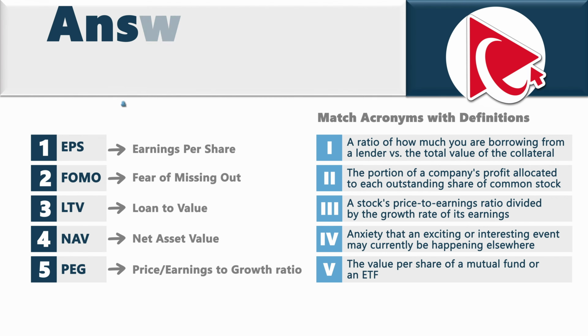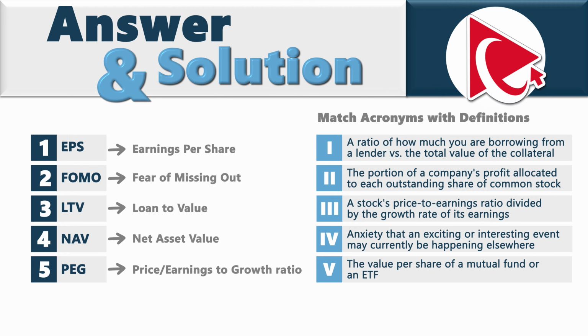Knowing the acronyms, we can look at the financial terms definitions now. Earnings per share represents the portion of the company's profit allocated to each outstanding share of the common stock. Fear of missing out is an anxiety that an exciting or interesting event may currently be happening elsewhere, often aroused by the posts seen on the social media. Loan to value represents a ratio of how much you're borrowing from the lender versus the total value of the collateral.